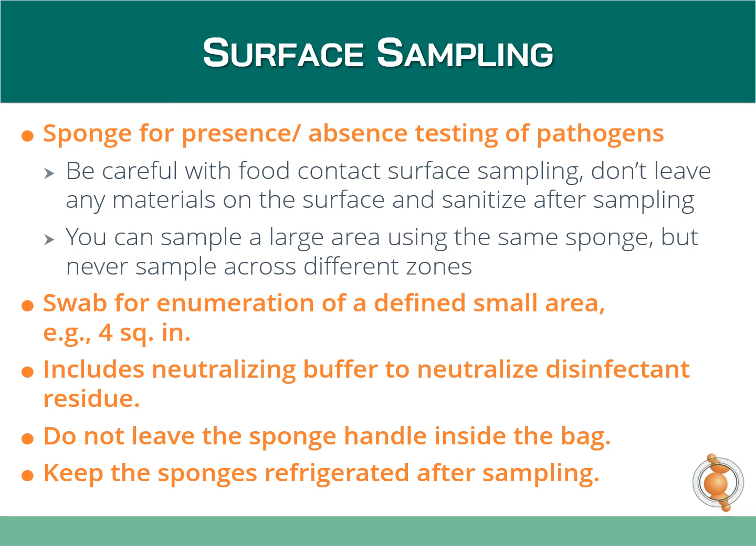Swabs are used for enumeration of indicator microorganisms. For this reason, swab within a defined area, for example 4 square inches. It is important that this be a standard across all sample collectors within your plant.